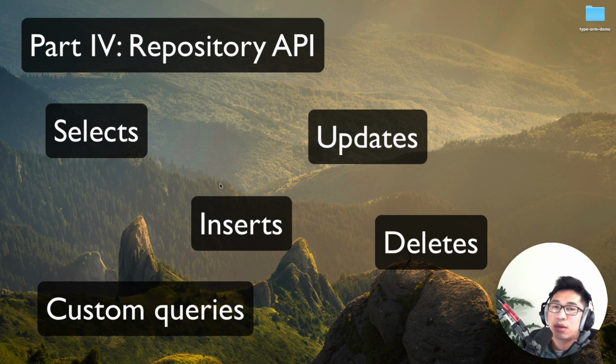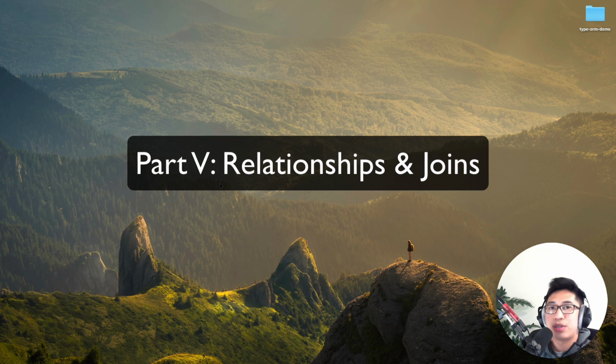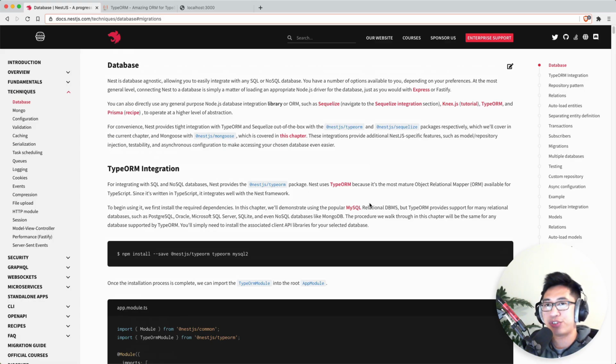And then finally, we'll talk about in part 5 relations. Obviously in a relational database, you're going to have relationships between your tables. So how do you go and get those relationships? How do you do joins and stuff like that? So we'll cover that in the last part. All right, so let's jump right into part 1.